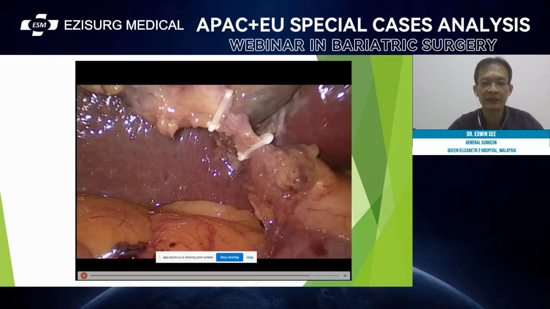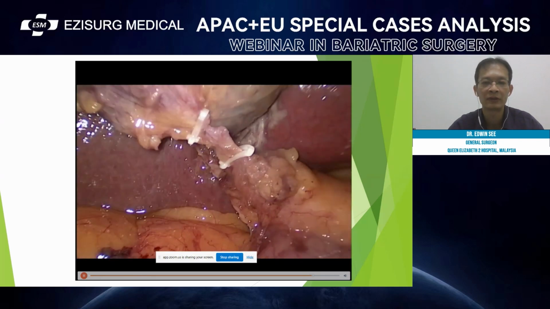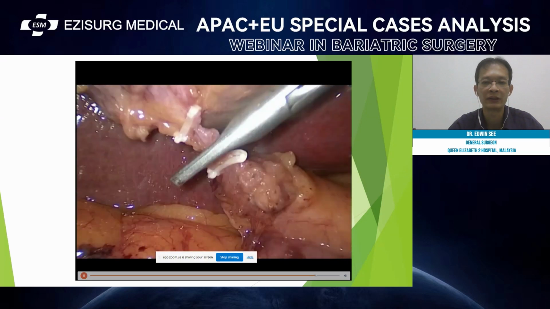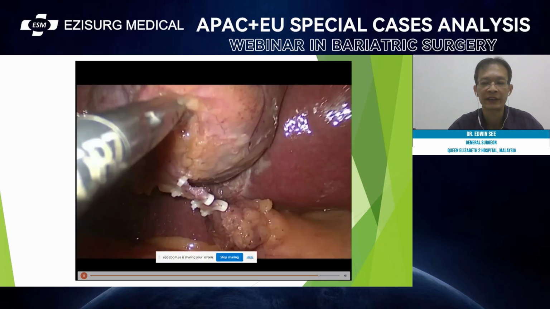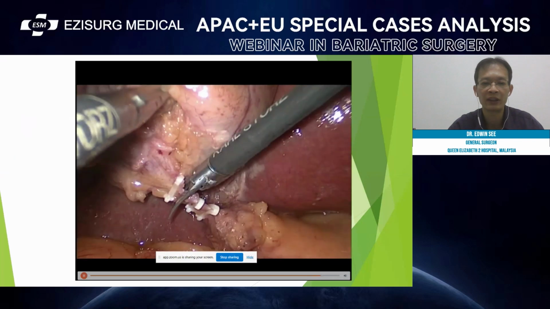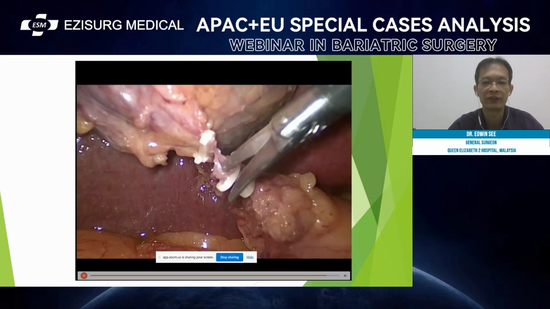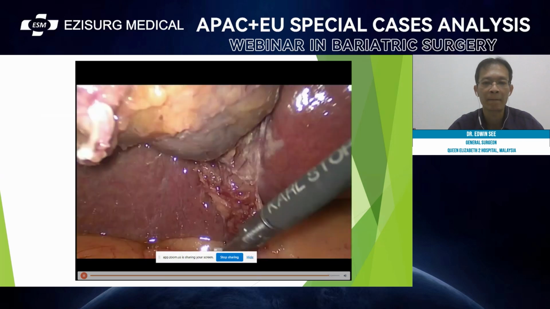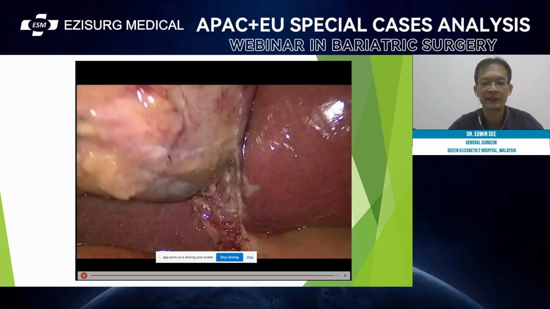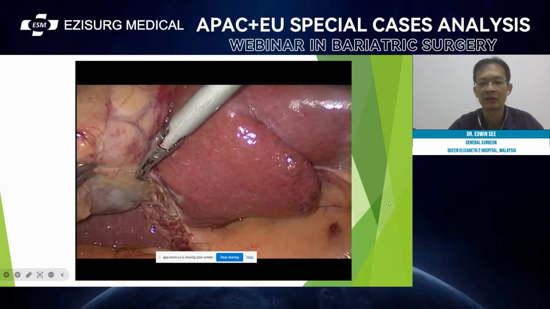In this case, it appears that the cystic duct is kind of small, but however, checking through the dissection area, there's no other suspicious biliary duct seen, so I'm quite convinced that this is the cystic duct. And the rest of the gallbladder dissection is done the normal way.